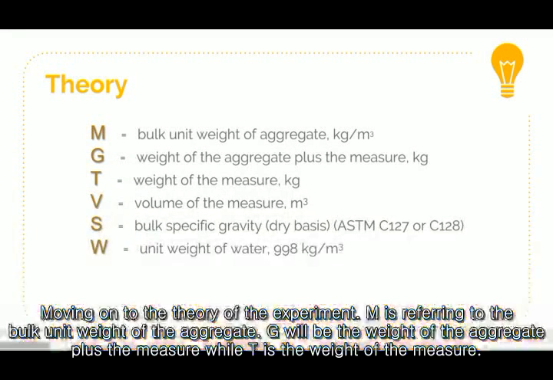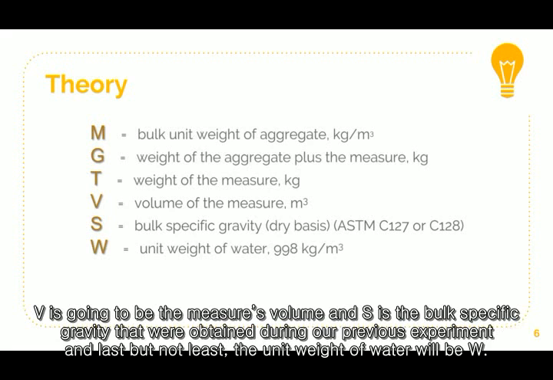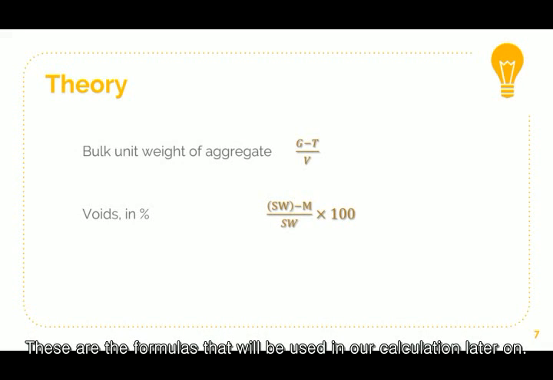M is referring to the bulk unit weight of the aggregate. G will be the weight of the aggregate plus the measure, while T is the weight of the measure. V is going to be the measure's volume, and S is the bulk specific gravity that was obtained during our previous experiment, and last but not least, the unit weight of the water will be W. These are the formulas that will be used in our calculation later on.